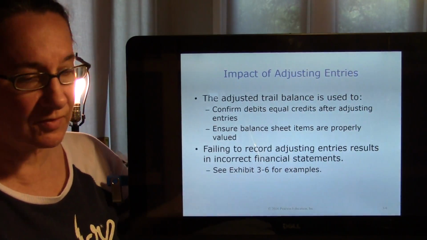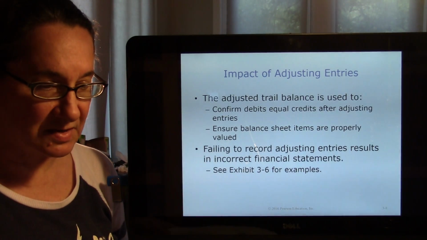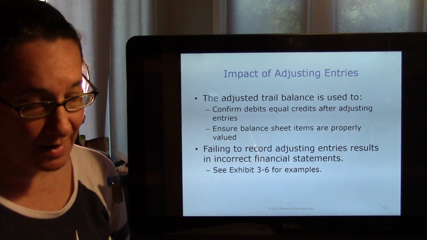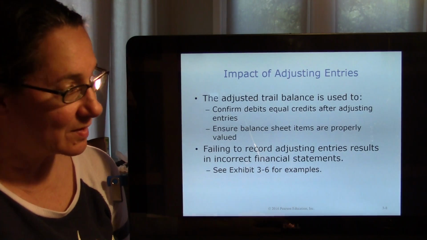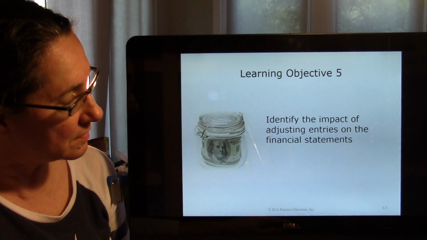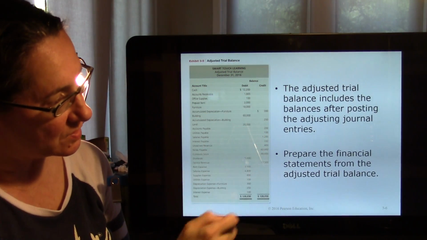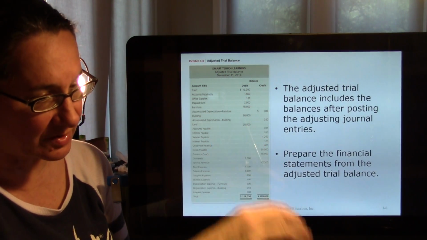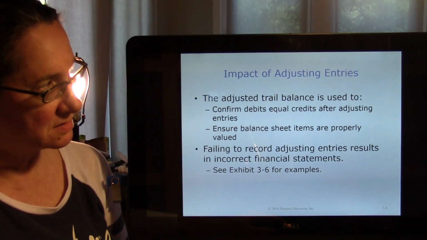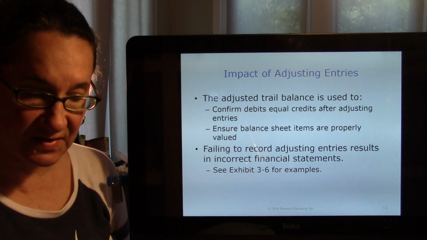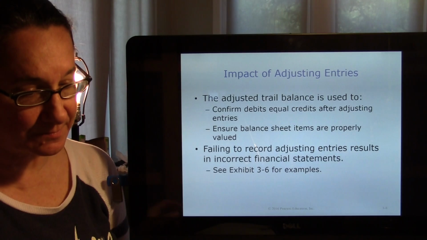Now I do want to talk for a minute about the impact of adjusting entries, because we have to do them. They're really important. Why? If we don't, our financial statements will be wrong. Because remember, the adjusted trial balance is what we're going to use to prepare the financial statements. This has our adjusting entries included. If we just use our trial balance, we wouldn't have those adjusting entries, and we would have inaccurate financial statements.